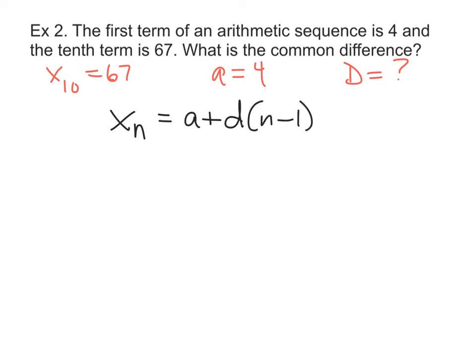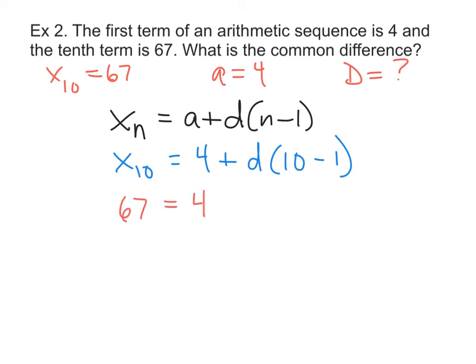So I'm going to start plugging things in that I know. If I'm talking about x sub 10, and I'm going to leave it at that right now, I do know my A, I don't know my D, and I know this is going to be 10 minus 1. Now, looking back up here, I do know what my x sub 10 is, so this really is 67, is equal to 4 plus, let's go ahead and simplify this down to a 9. We're going to keep working.